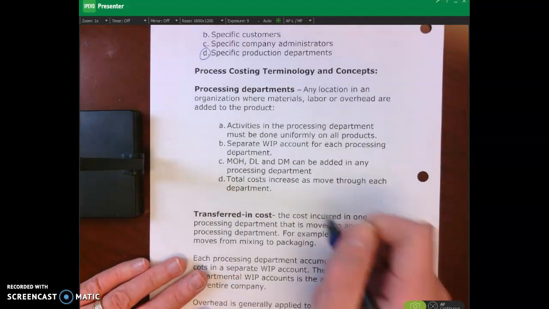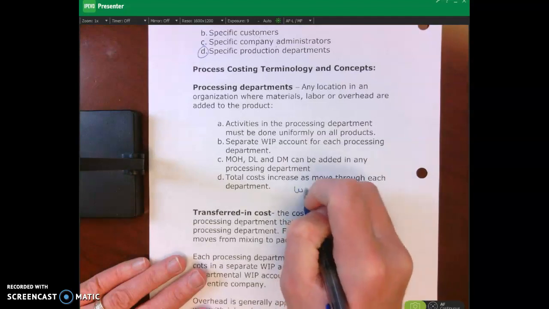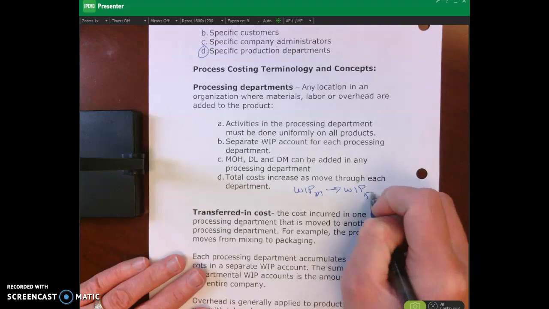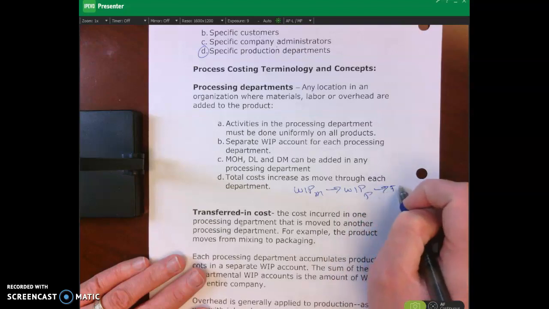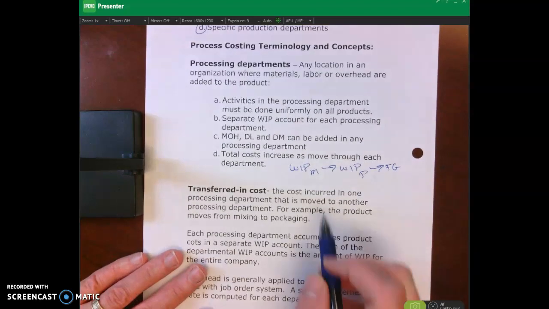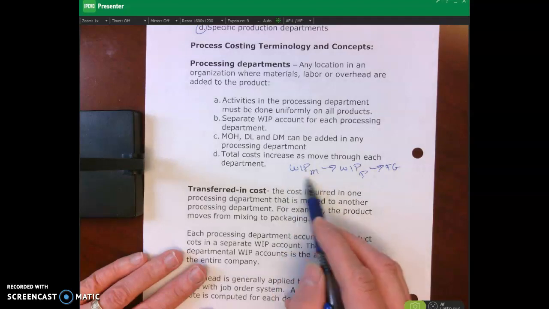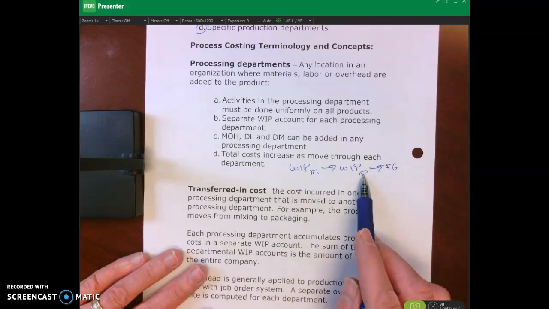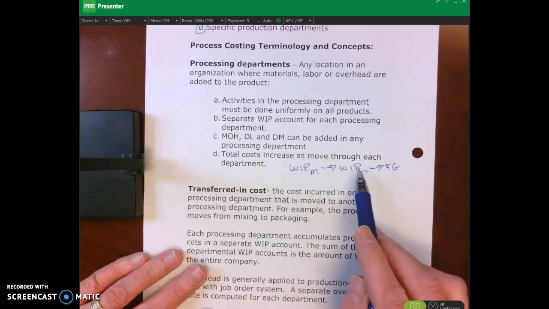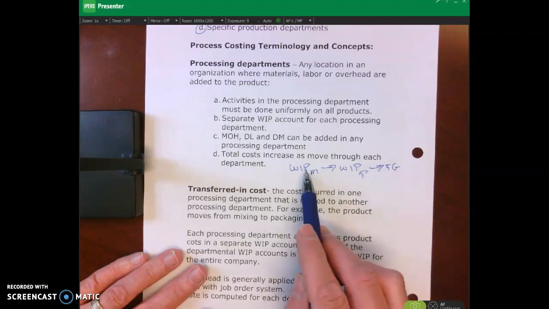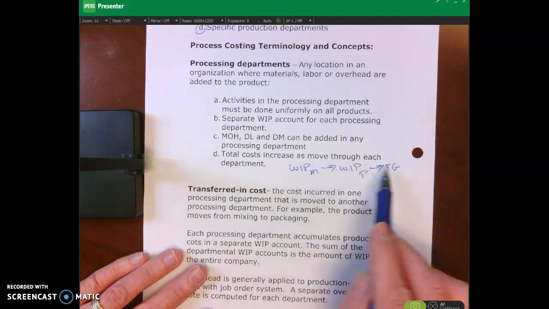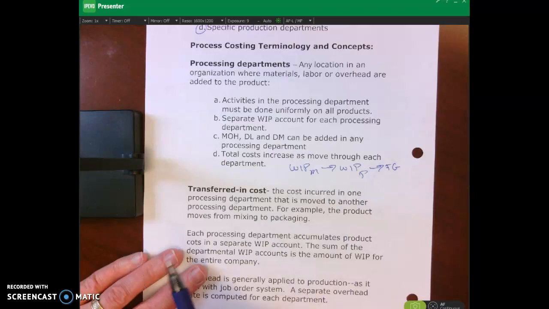The other thing is that the total cost moves. So WIP mixing goes to WIP packaging, and then from there it goes to finished goods. When it's done mixed, we transfer the cost from WIP mixing to WIP packaging, and once it's done packaged, it goes to finished goods. But you can see we're going to be adding total costs as we go throughout this chain.